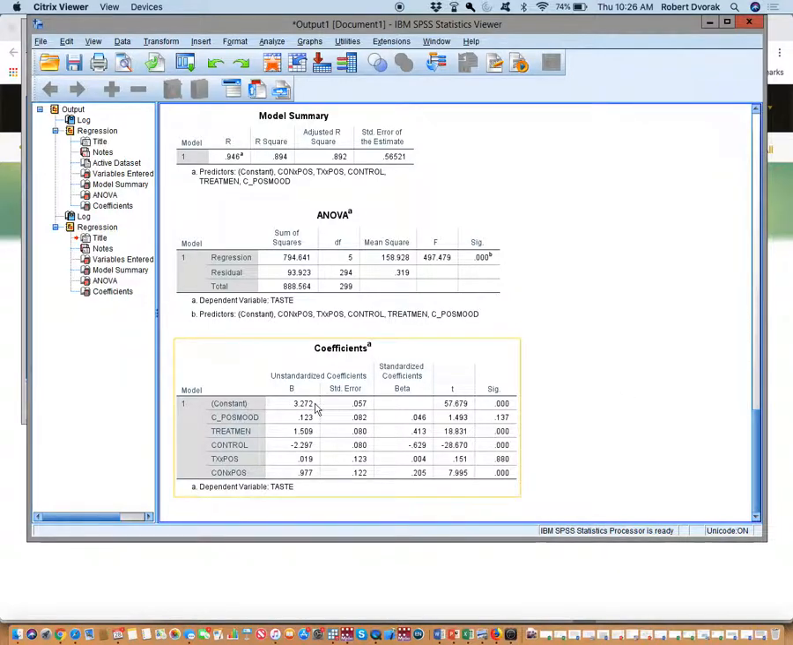What does this tell us? What is this constant? What is it now? The mean of taste for what? For sham. And what does this tell us? This slope right here. Yep, the slope of positive mood predicting taste in the sham group. What does this tell us?